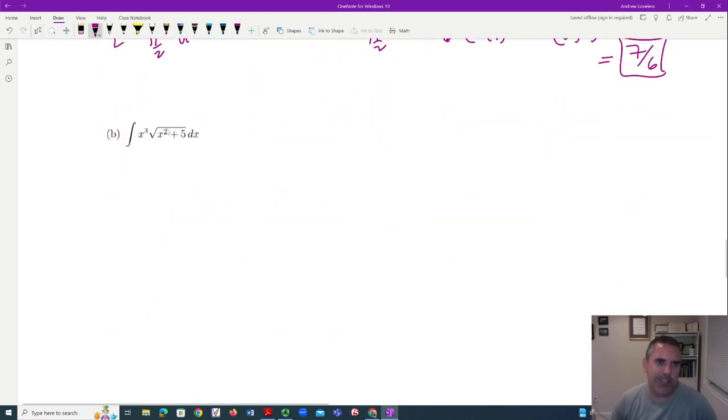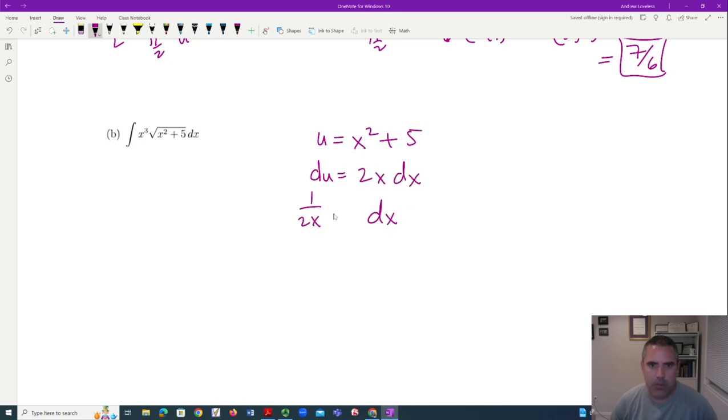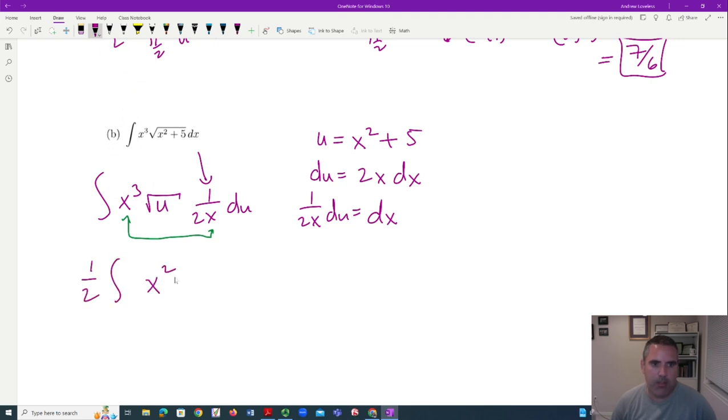This one, I actually did this one in class. I don't know if it's worth me doing it again. But if you do u is x squared plus 5, you get du is 2x dx. You get dx is 1 over 2x du. And you replace this. And we talked about this in class. It's the last example we did in this lecture, but these don't completely cancel, so it appears something went wrong. But I talked about how if that ever happens, there's an easy fix. Well, not easy, but there's a fix.